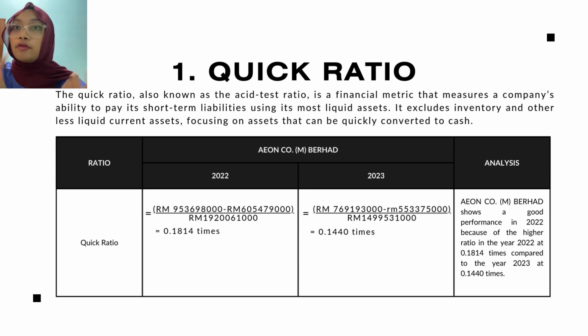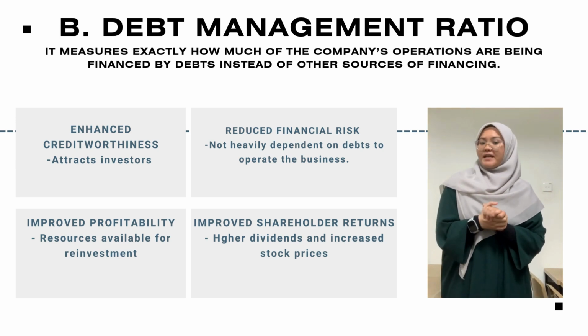So after we calculate for both years, for 2022 we got 0.1814 times, and for 2023 we got 0.1440 times. So for the quick ratio, higher is good, and the analysis for the quick ratio is Aeon Company Berhad shows a good performance in 2022 because of the higher ratio in the year 2022 at 0.1814 times compared to the year 2023 at 0.1440 times.